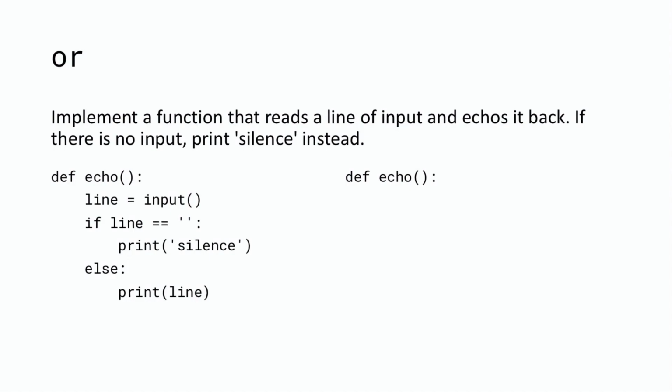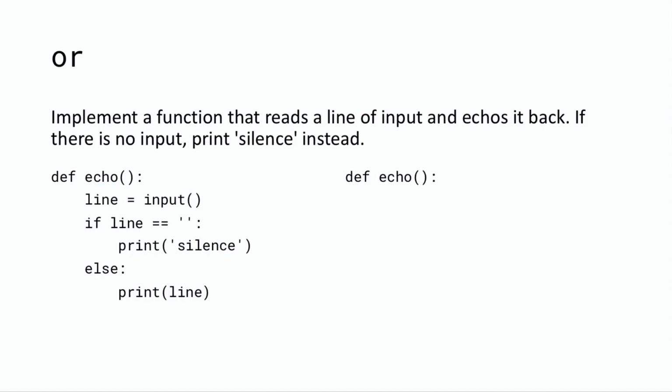Here's a problem that demonstrates this really well, a very simple problem. On the left, I have a multi-line, sort of standard solution, and on the right side, we're going to actually implement the solution ourselves. So here's the problem. Implement a function that reads a line of input and echoes it back. So the user types something in, and we should print out whatever they typed in. But if there's no input, if the user doesn't type anything in, we should print the string silence instead.